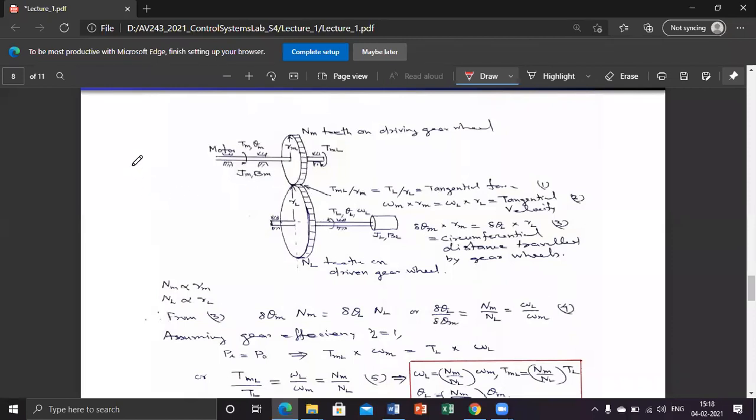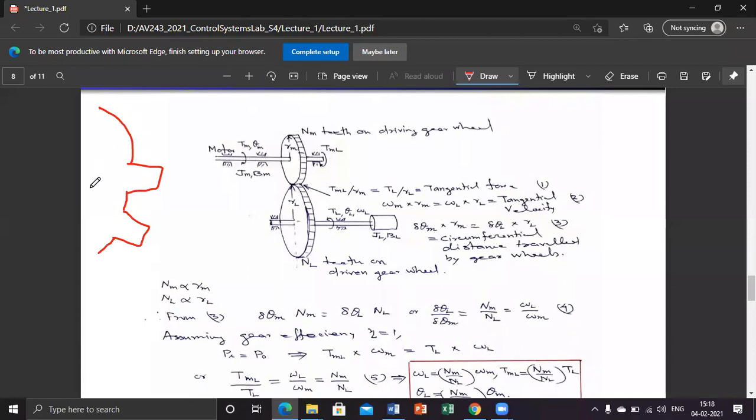And you know how the teeth are engaged. I will try to draw using this. This is going as a circle. This is the driving wheel center, and this will be the driven portion. And the driven wheel will have teeth like this.